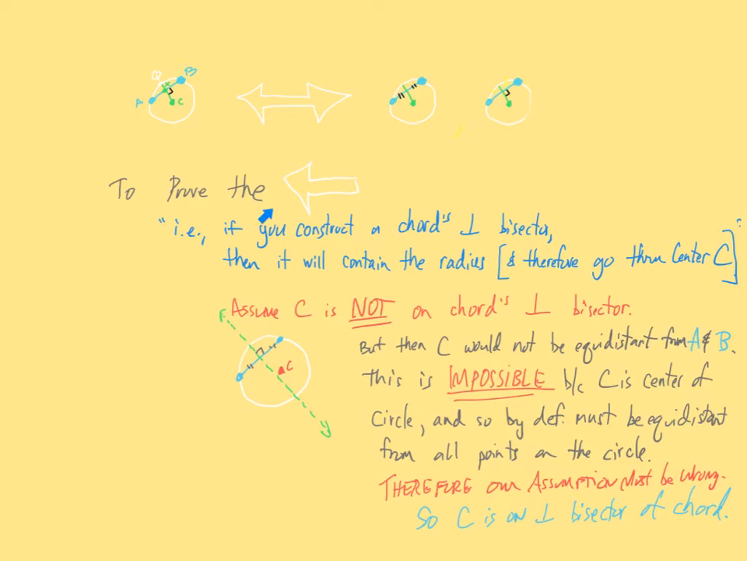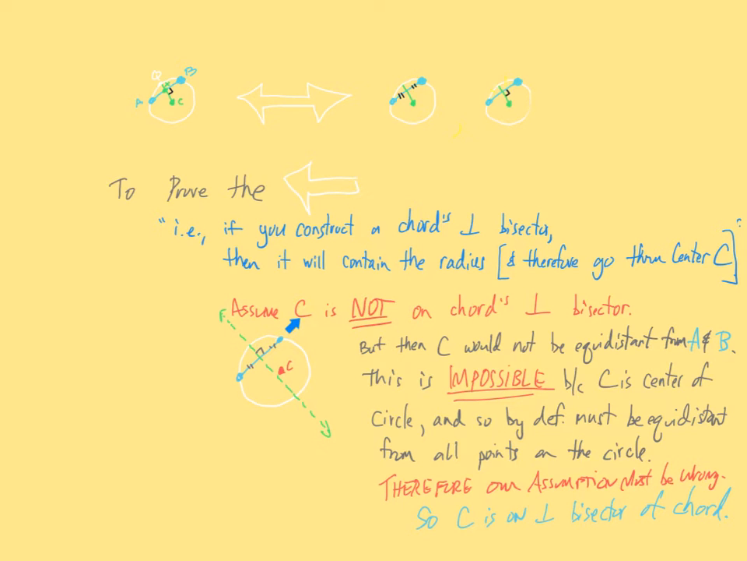This is a nice proof of the converse that we didn't prove on the last slide. The book offers one proof, but this one's different. It's one of those indirect proofs, a proof by contradiction. It's a really nice logical structure that's very powerful, and we'll use it for the rest of your high school career. So here's what we're trying to prove. If you construct a chord's perpendicular bisector, prove that it contains the radius and therefore goes through the center C.